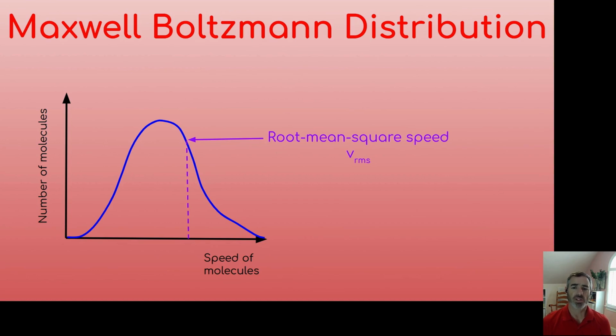All right, so the root mean square speed is represented by this line, and the further to the right that is, it means the higher the temperature of the sample of gas in the container. The further to the left means the cooler the temperature of the gas. So obviously, the faster the particles are moving, the hotter it's going to be. The slower they're moving, the lower the temperature is going to be.